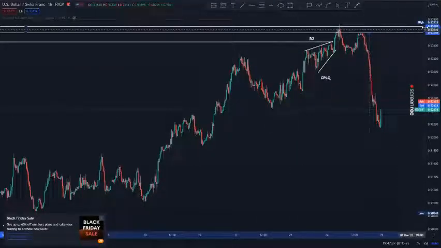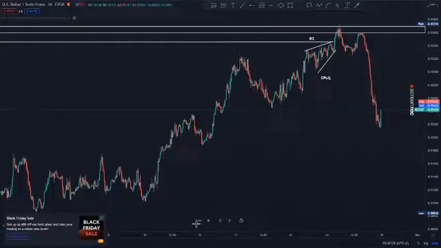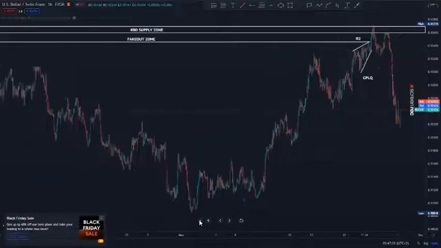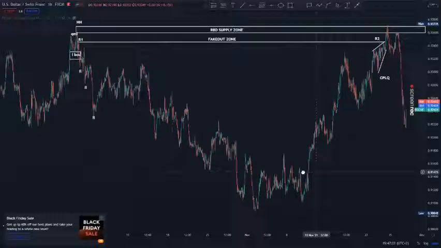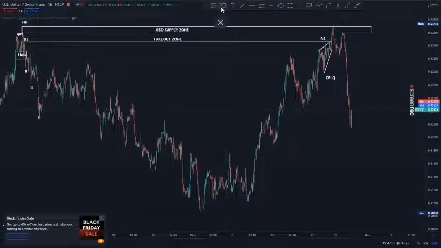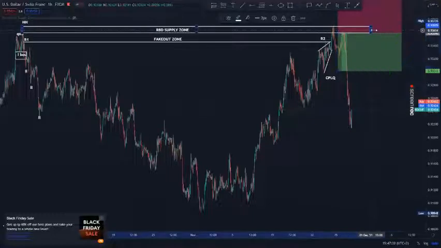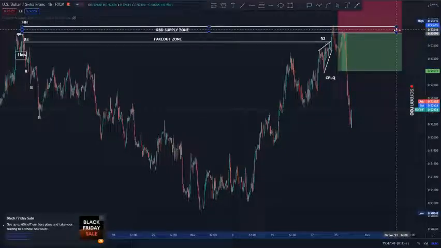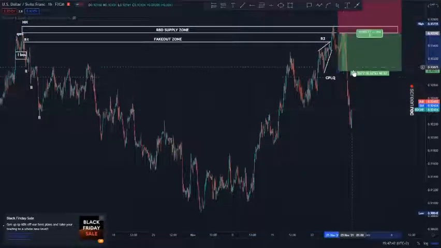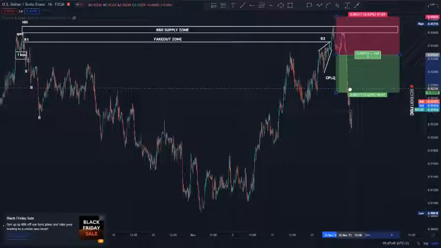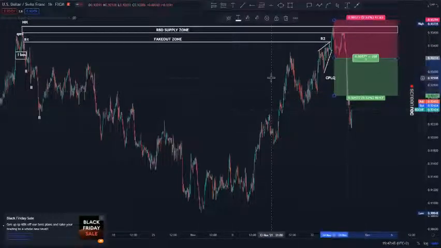So when I see that, I wait for the fake out to happen. After the fake out has happened, I sell. Where do I put my stop loss? My stop loss is going to be above my supply zone. All right, so it's important to make sure that you actually leave some space.